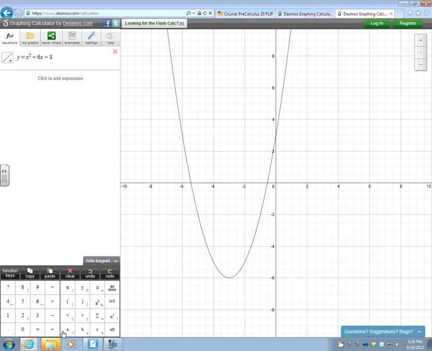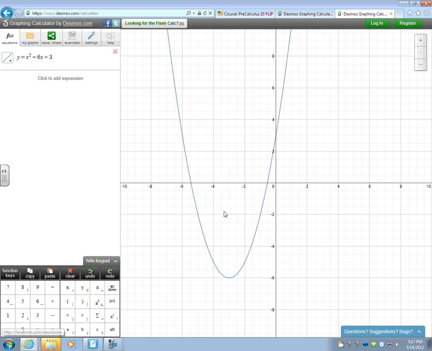So I just Googled Desmos Graphing Calculator. If you want the link, it's www.desmos.com/calculator. And while you're at the computer, I would take a couple seconds and try this out. So what I did is I typed y equals x squared plus 6x plus 3. It's all regular typing. The only tricky part is getting that squared. To get it squared, I had to press this a to the power of b button. That's the only tricky part.